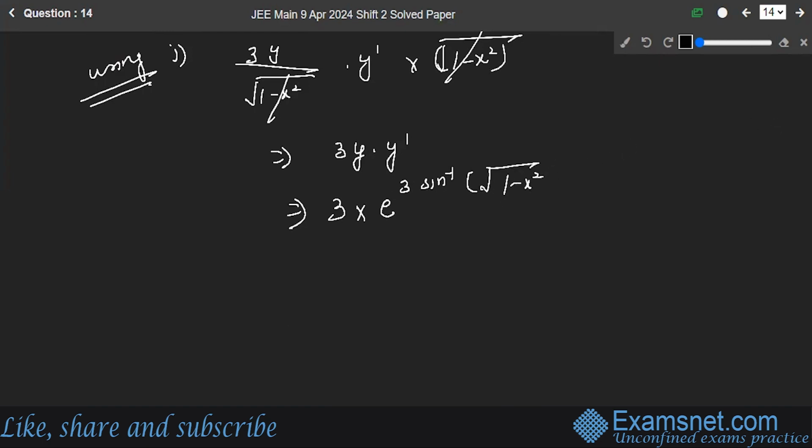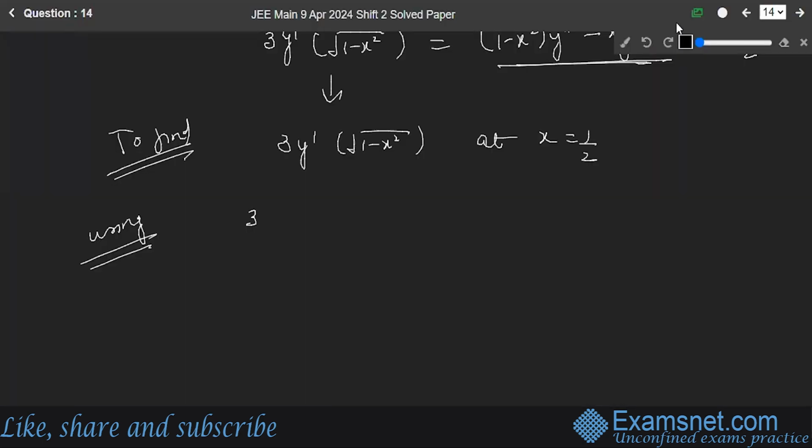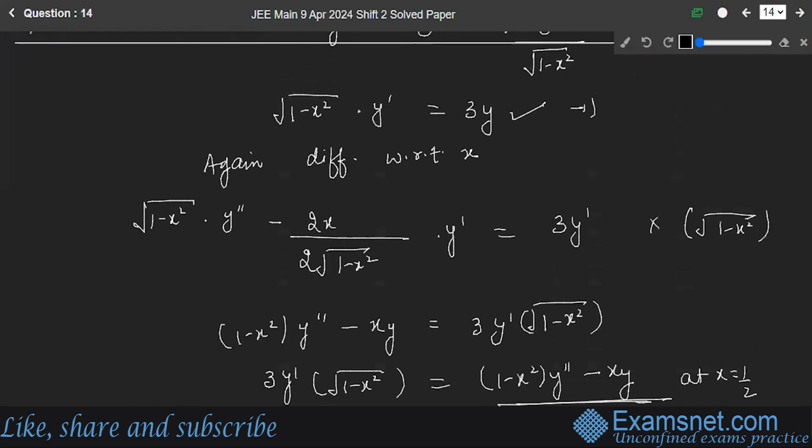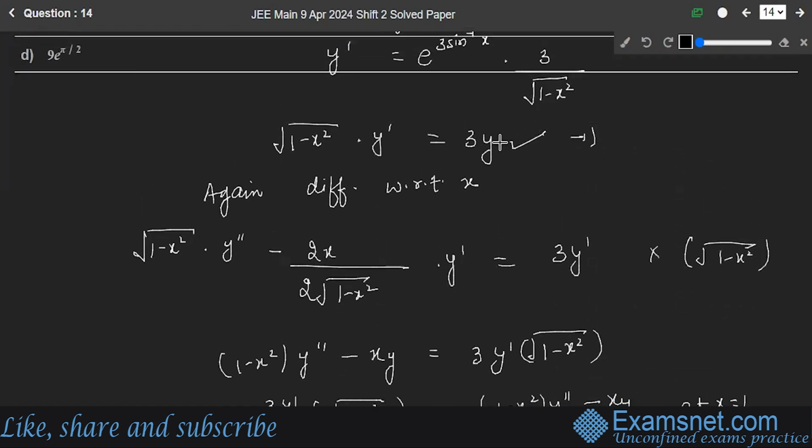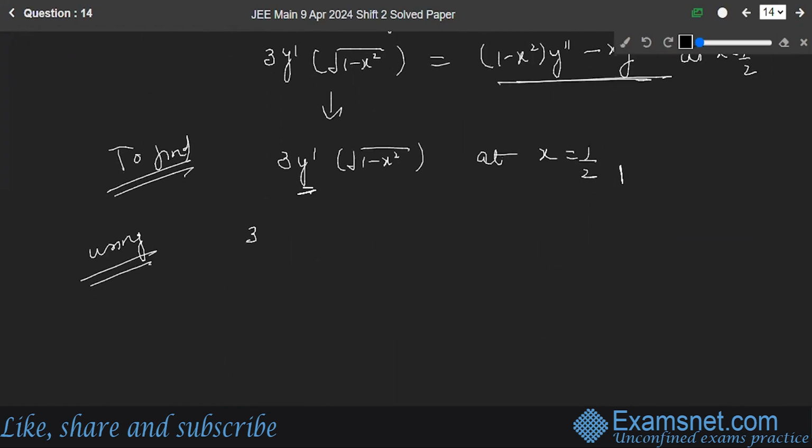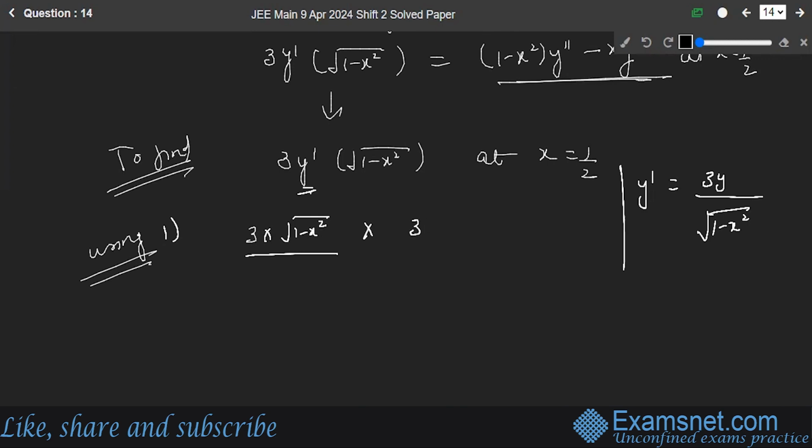Restarting the sum because there was some mistake. The y dash value, let's use it from here. The y dash was equal to 3y upon this. Let's write it once here. Y dash was equal to 3y upon root of 1 minus x square. And this is equal to 3 into, using 1, 1 minus x square multiplied by y dash, which is 3y upon this value. Now this and this will cancel. This will give me 9y.